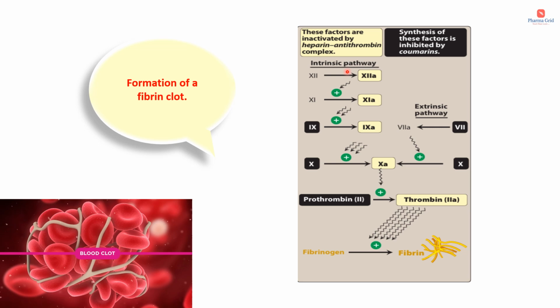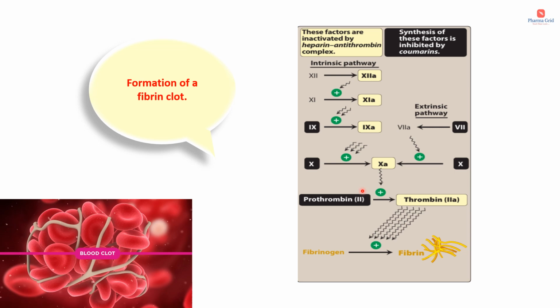It begins when factor 12, the Hageman factor, is exposed to collagen, kallikrein and high molecular weight kininogen and is subsequently activated. Factor 12A activates factor 11 into 11A. With a calcium ion, factor 11A activates factor 9. Then factor 9A, factor 8A and calcium form a complex to activate factor 10. Factor 8 is found in the blood and is often activated by thrombin.